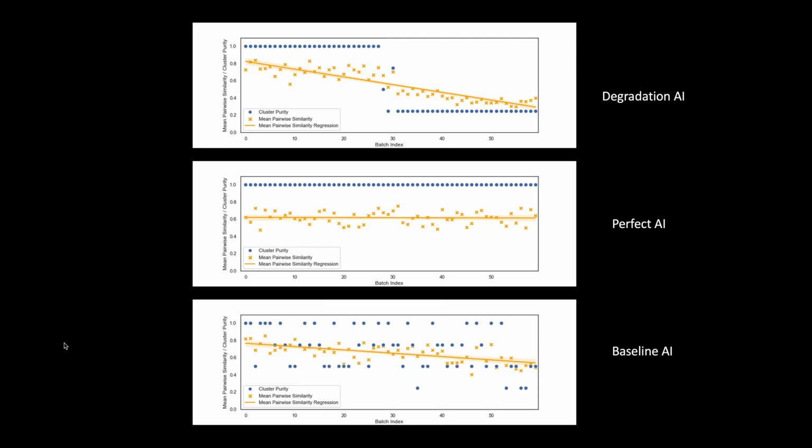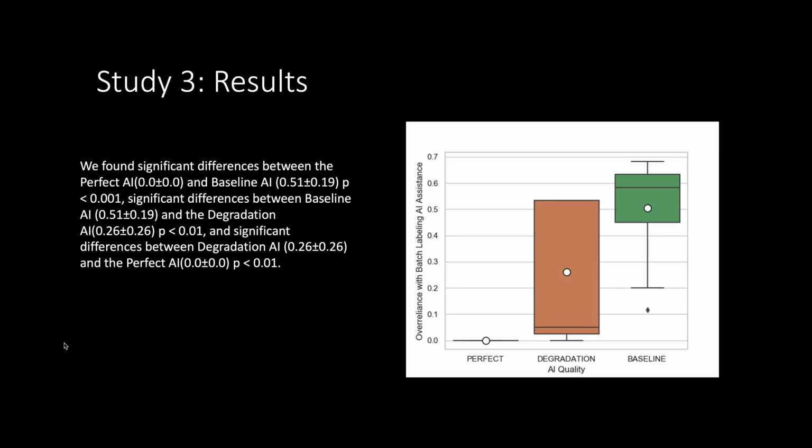For the perfect AI, we had the gold standard values, so we were presenting perfect batches to users for every condition. Of course, with the definition that we have for over-reliance, it's impossible to over-rely on the perfect condition because every 4 items in a batch should be assigned the same label. But we did find significant differences between degradation and baseline and the perfect AI for degree of over-reliance.